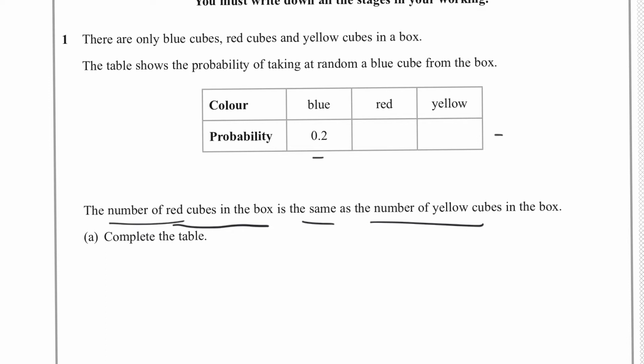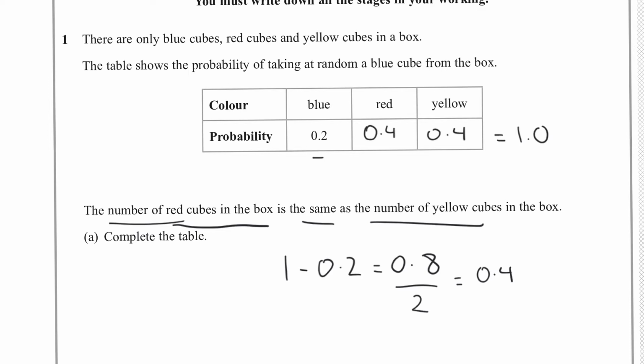So total probability always adds up to 1. That's a rule of thumb. So to work out the red and yellow probability together, we are going to do 1 minus 0.2, which would leave you with 0.8. Because the number of red cubes and yellow cubes are the same, we're going to divide this number by 2 to give us 0.4. So therefore, the probability of red is 0.4 and the probability of yellow is also 0.4.